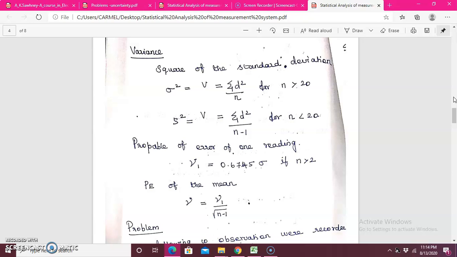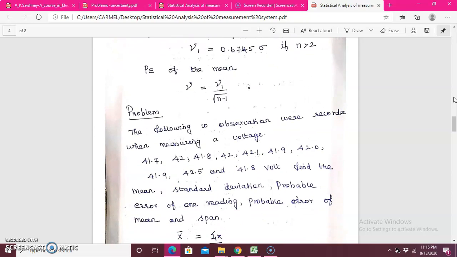So this probable error, which is calculated R1, is equal to 0.6745 into sigma, if n is greater than the value of 20. Here I have given 2, it is not 2, it is 20. Then the probable error of mean, which is nothing but R, that is gamma, is equal to R1 divided by root of n minus 1. So that is how we are calculating the probable error of the one reading, that means single reading, as well as the probable error of the mean value.